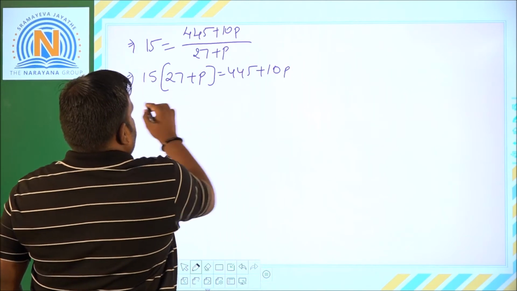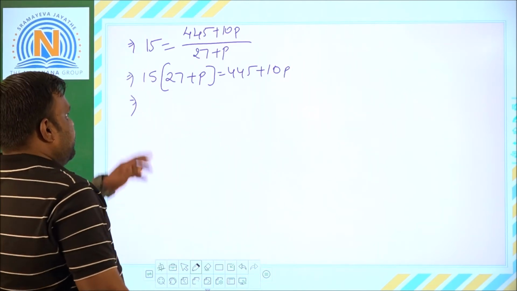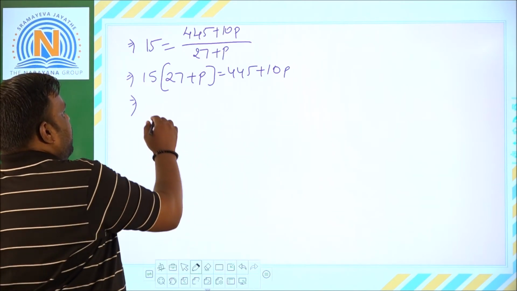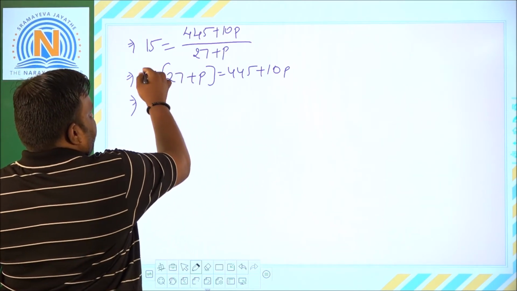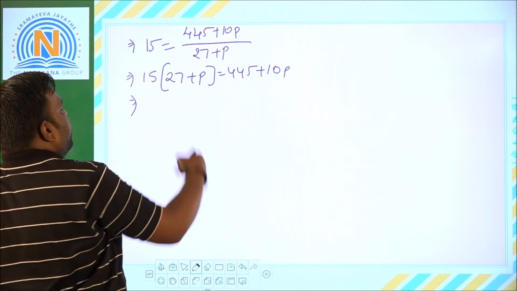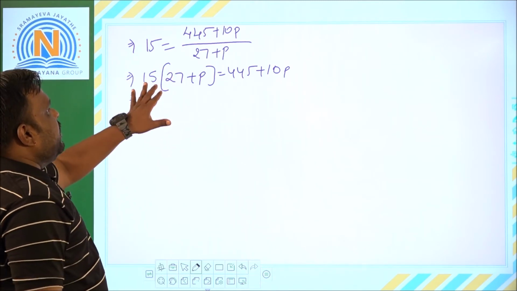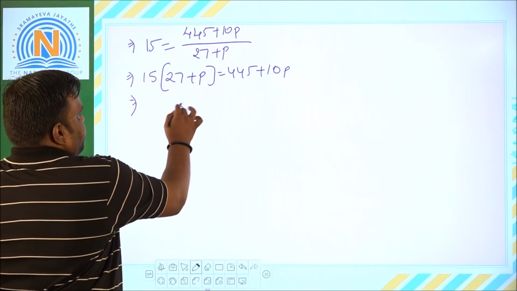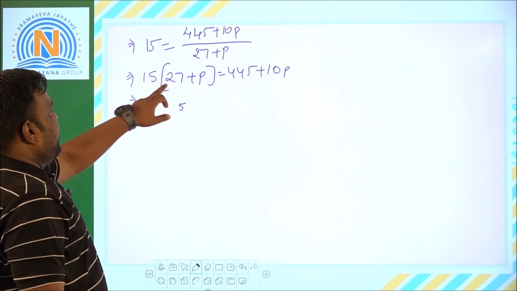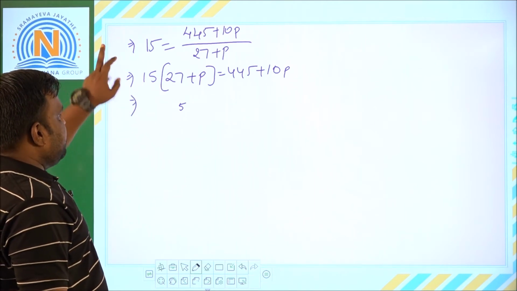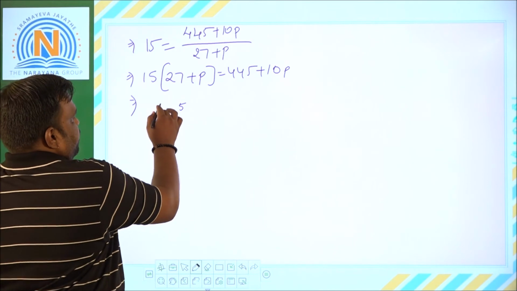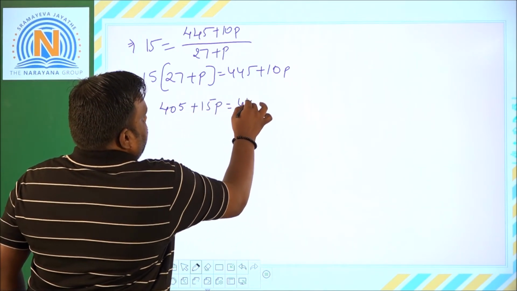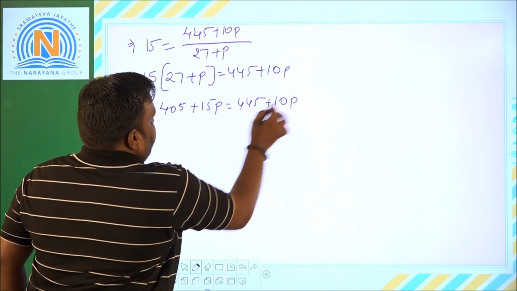plus 10p. So 15 into 27 will be giving you the clear cut value of this part. 7 5 is 35. 27 into 5 will be giving you 135. 135, that is 5 right here. And next one, 27 into 1 is 27. 27 plus 13 will give you 40. So 405 plus 15p is equal to 445 plus 10p.